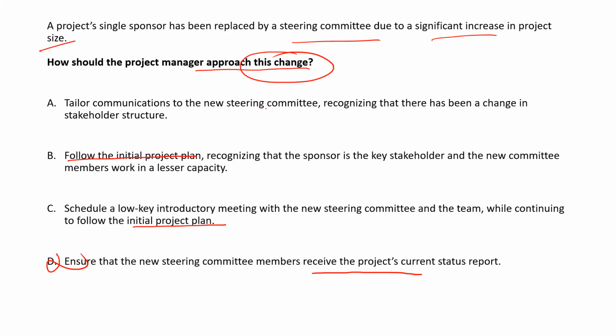And A, tailor communication to the new steering committee, recognizing that there has been a change in stakeholder structure. So tailor means go and ask what's the problem and then change accordingly. After A, then D. So this is step one, this is step two. And B and C are never correct. Great.